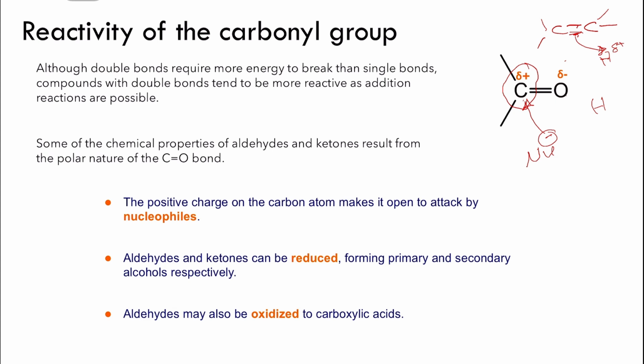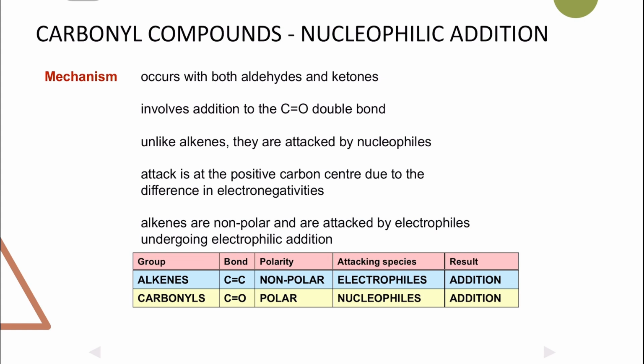So the first type of reaction is basically the nucleophilic addition to the carbonyl group. The second type of reaction, which we already talked about, is the reduction. We said that we can reduce aldehydes to give us alcohols, and we can reduce ketones to give us secondary alcohols. Also, there is the oxidation, so we can oxidize the aldehydes to give us carboxylic acids. So let's first start with the nucleophilic addition.